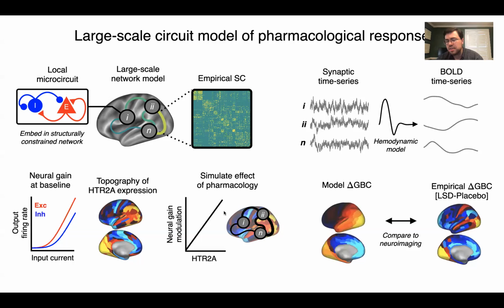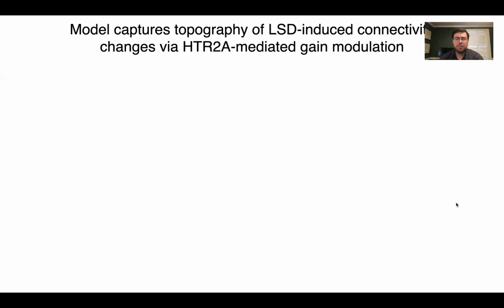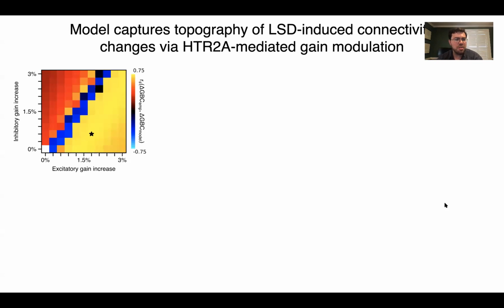Finally, we can then get a simulated functional neuroimaging measure, in this case, the delta GBC, and compare and fit that to the empirical measures. And so we have two free parameters here in the model, which are the strength of gain modulation onto excitatory neurons and onto inhibitory neurons. And we can then look within this 2D parameter space and see how that impacts the fit of the model delta GBC to the empirical.